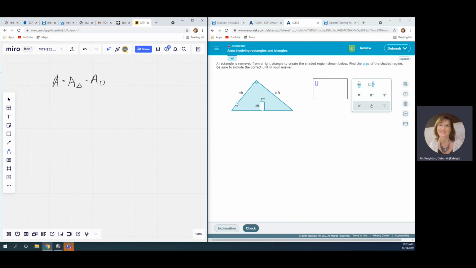And then again, when you look at this right angle, as long as they didn't give me this side, we can do the area of the triangle. So our area of the triangle is 1/2 base times height. So that's 1/2 times 9 times 11, or 99 divided by 2. And then the area of the rectangle is length times width, and our rectangle is 1/2.